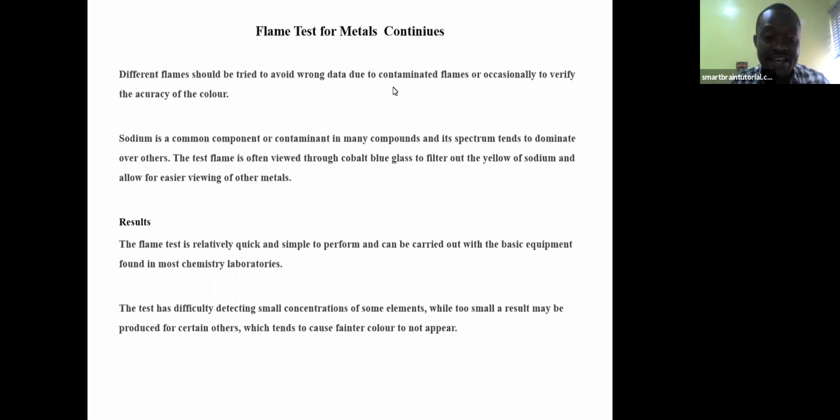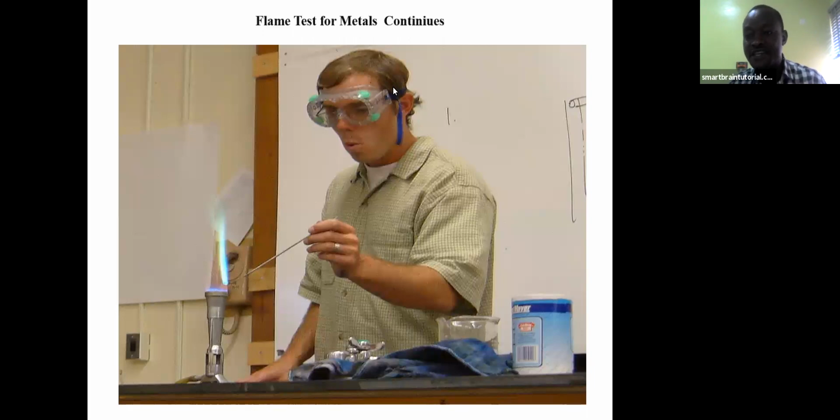The test has difficulty detecting small concentrations of some elements, while too small a result may be produced for certain others, which tends to cause a fainter color to not appear. Now, if the sample is very small, it will be difficult for you to detect its presence. And that is why the concentration of the sample must be very high when you are preparing the paste so that it will actually give you the result.